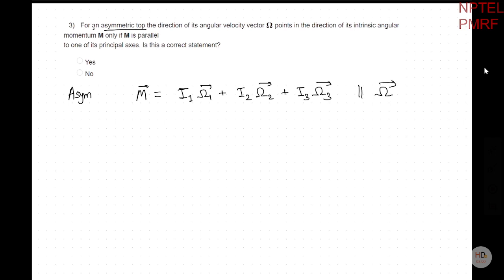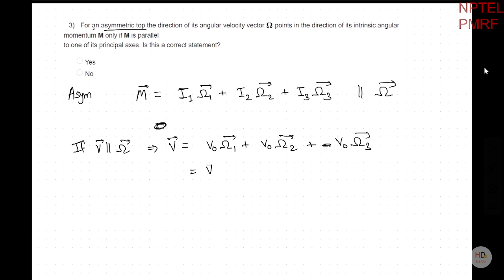And the answer is only if omega... So if vector v is parallel to omega, then it means we should have v0 omega 1 plus the same v0 omega 2 plus the same v0 omega 3. Then only we can write v0 times omega, and then it would be a parallel vector.